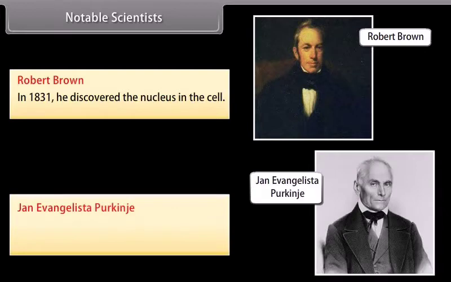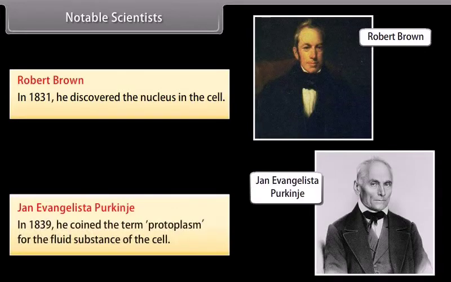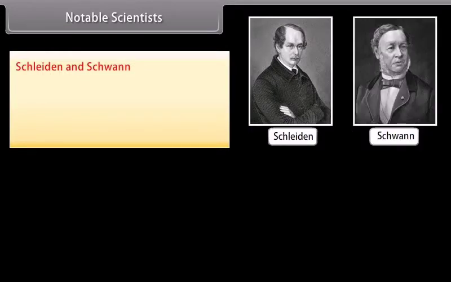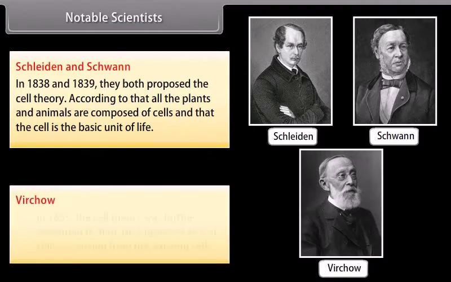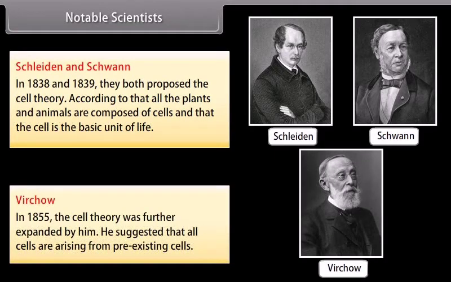Jan Evangelista Purkinje. In 1839, he coined the term protoplasm for the fluid substance of the cell. Schleiden and Schwann. In 1838 and 1839, they both proposed the cell theory. According to that, all the plants and animals are composed of cells and that the cell is the basic unit of life. Virchow. In 1855, the cell theory was further expanded by him. He suggested that all cells are arising from pre-existing cells.